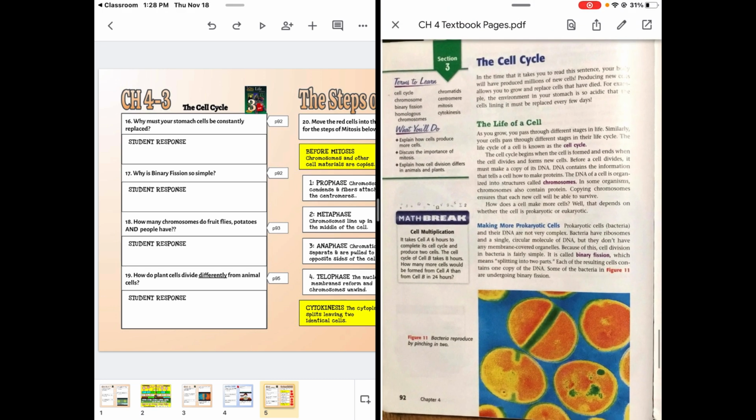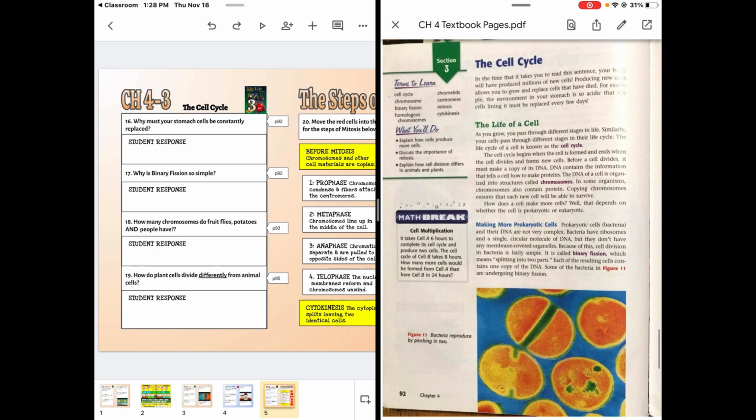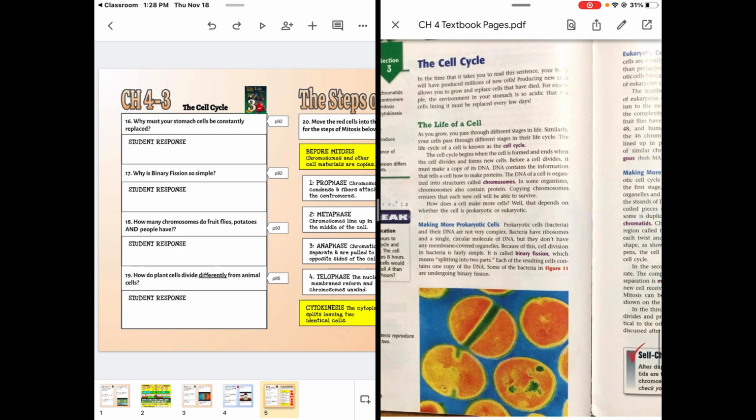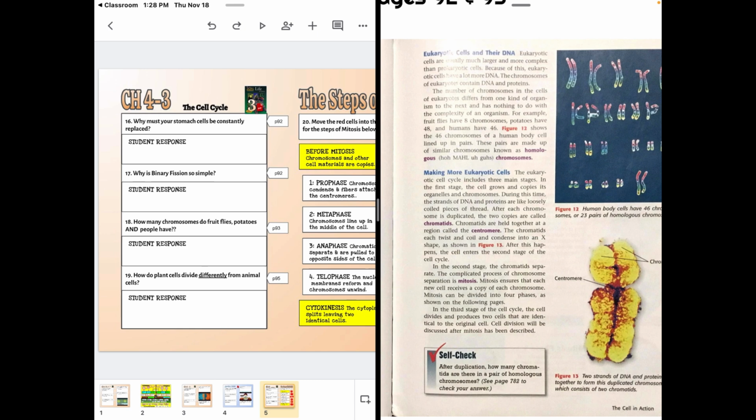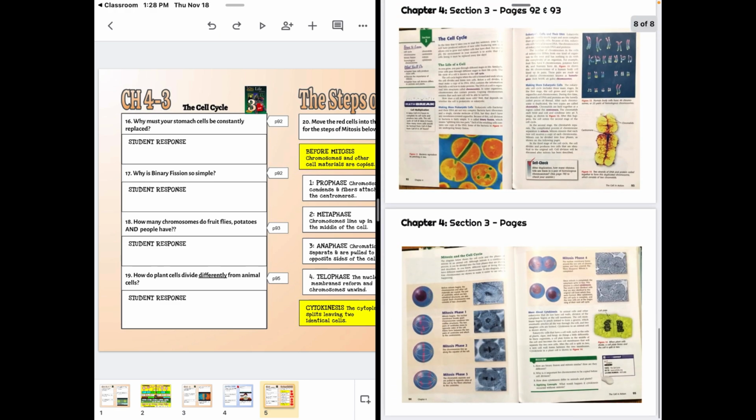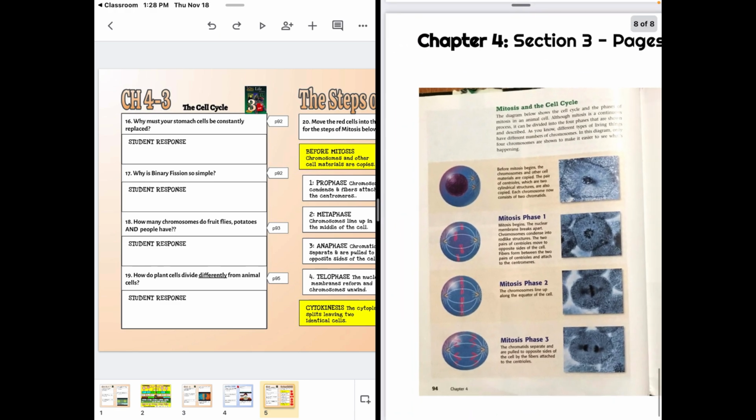And so, first up, question 16 is here, and question 17 is also here. Binary fission is a simpler process. Chromosome numbers over here. And how do plant cells divide differently from animal cells is over here. Then we go into the steps of mitosis, and you have to match the part of the picture and put them in the right order.